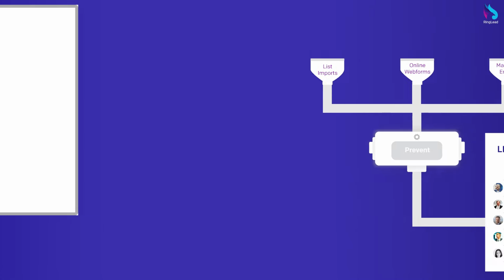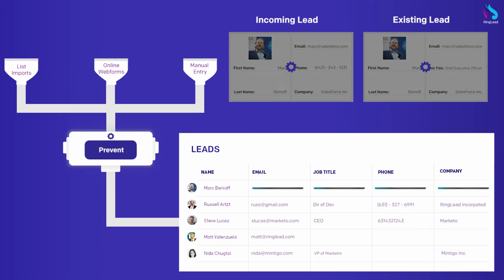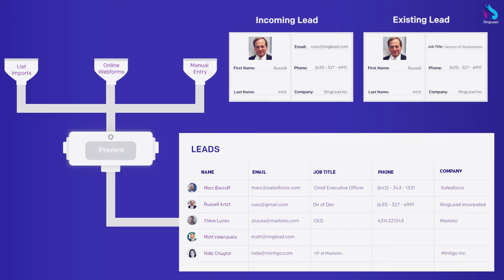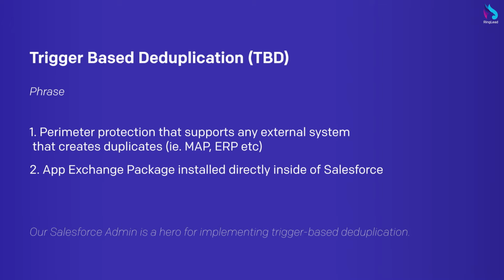And now that we set up this logic on our web submission task as well, we have completed the process of setting up perimeter protection from all internal and external points of entry on Salesforce and marketing automation platforms. Also, keep in mind that Ringlead's newest feature, trigger-based deduplication, will dedupe whenever any record is created inside of Salesforce based on custom settings. We hope this video was helpful.